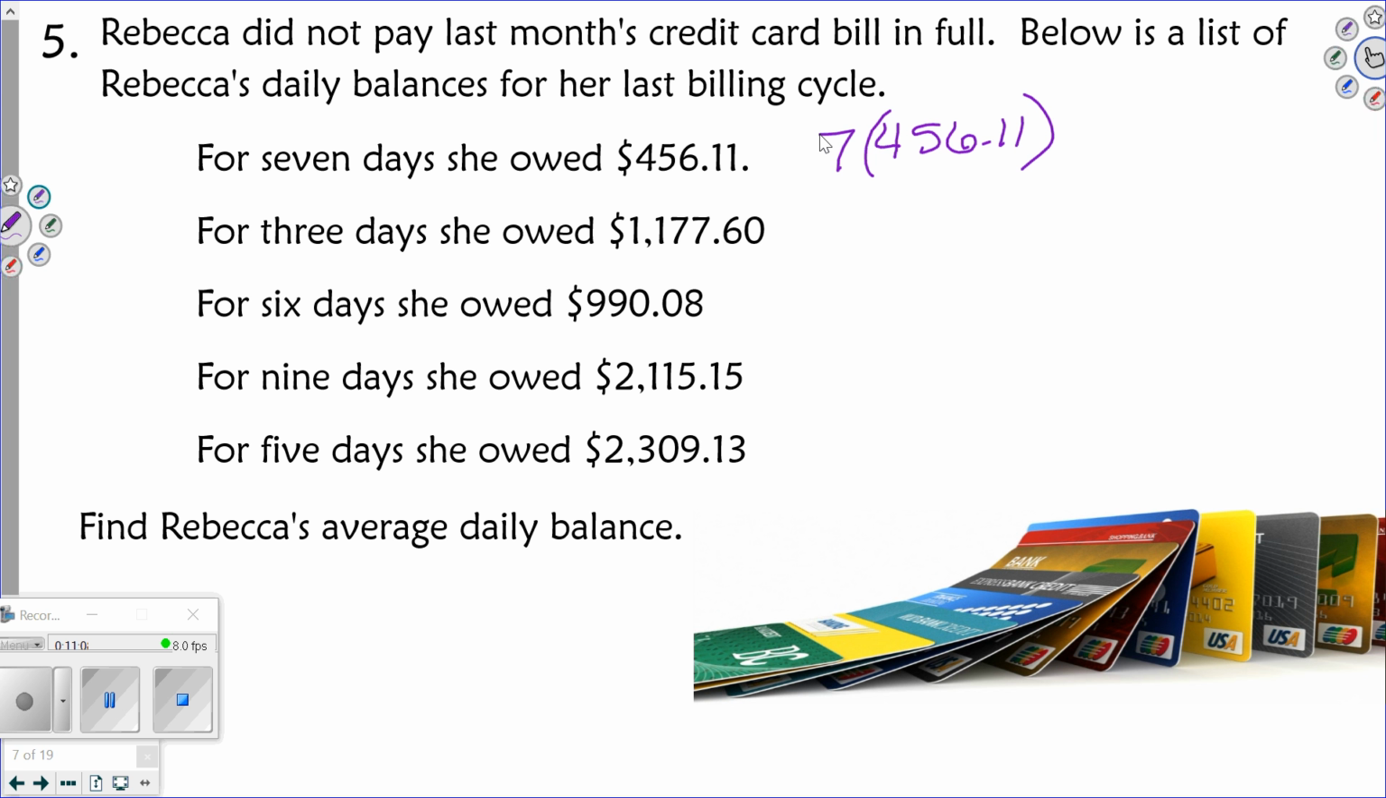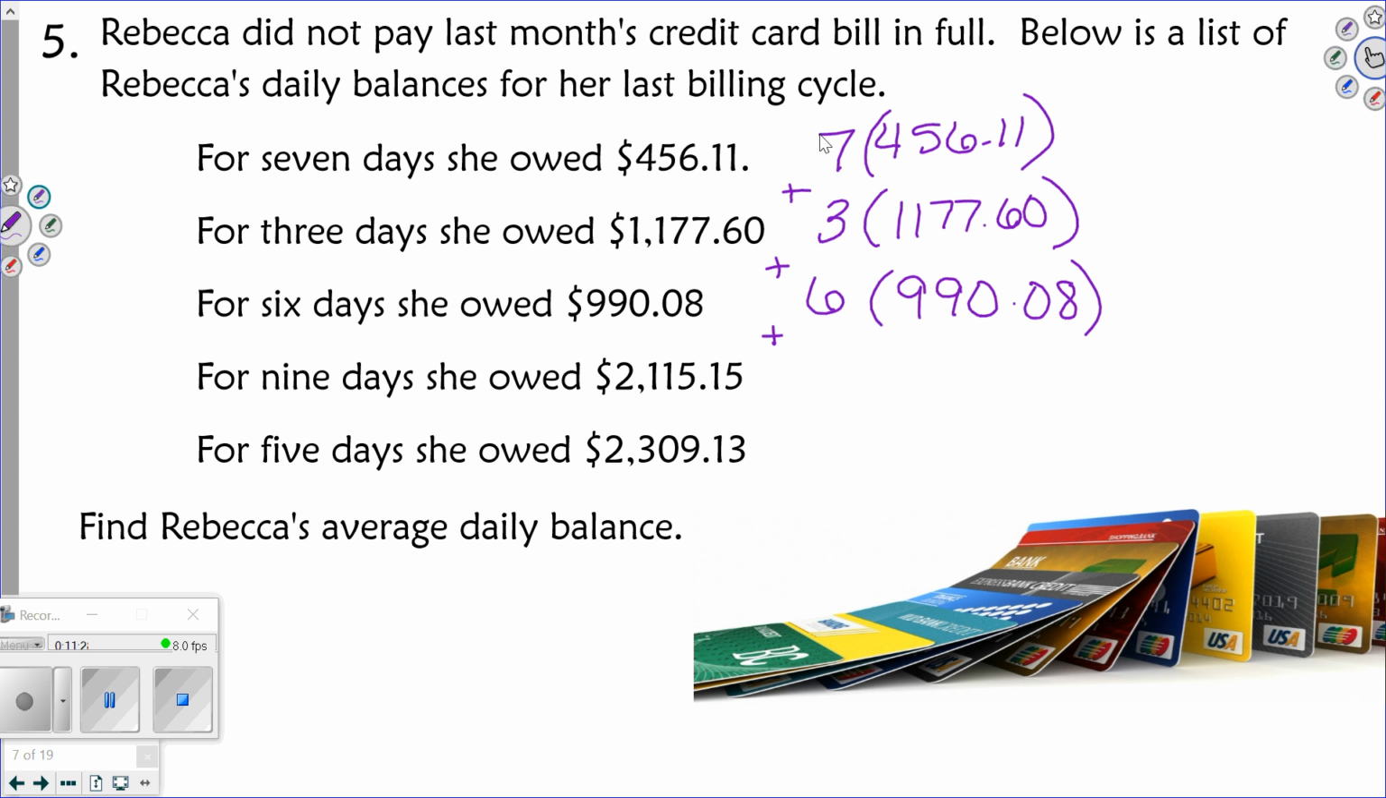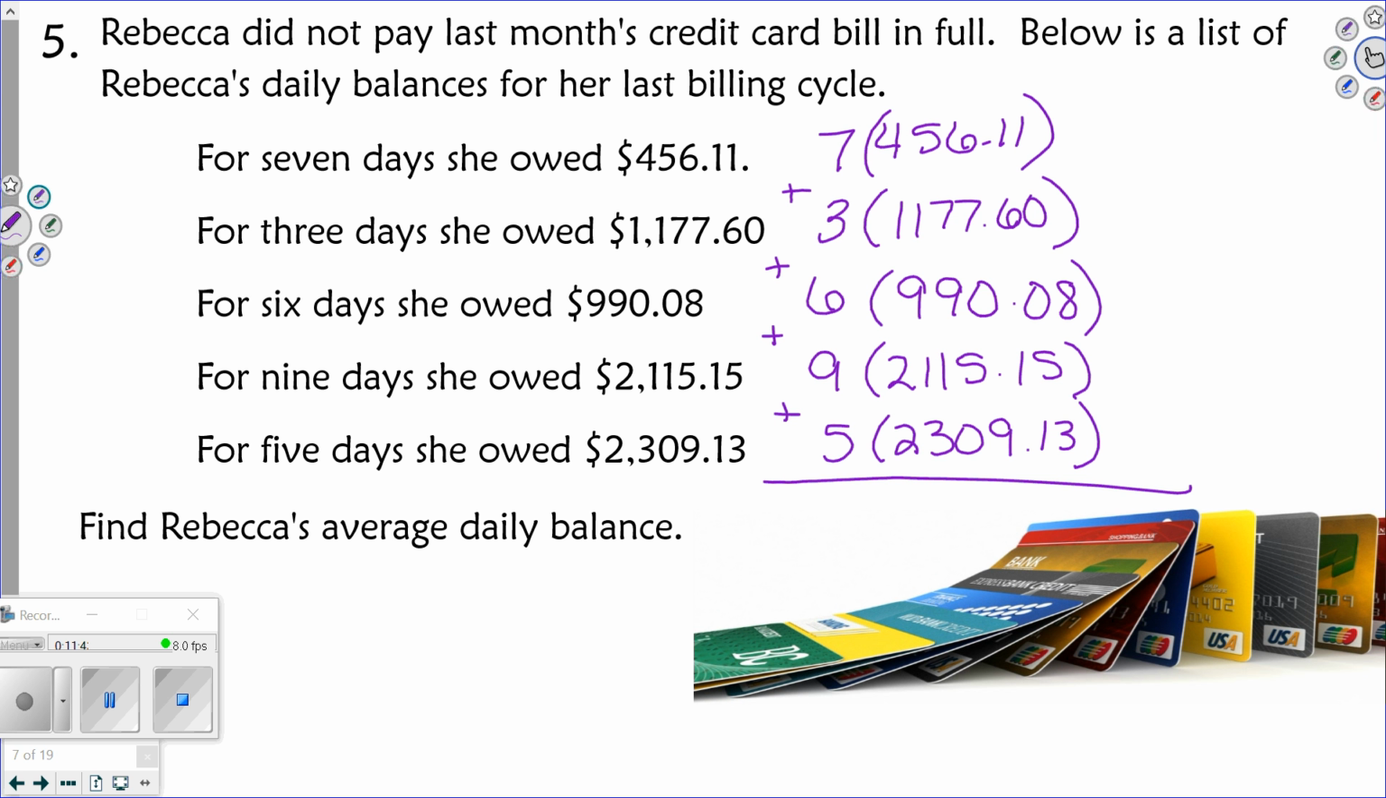so we can get all of the days. All right, and then we're going to add to that for 3 days. This is how much she owed, $1177.60, plus for 6 days, $990.08. For 9 days, it's $2115.15. For 5 days, $2309.13. We need to figure this out.